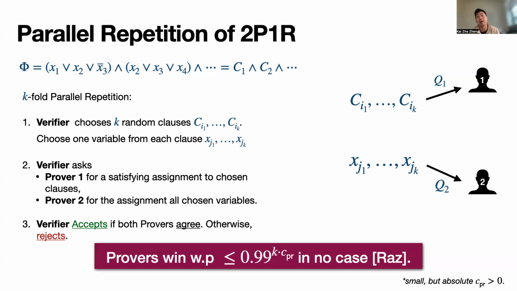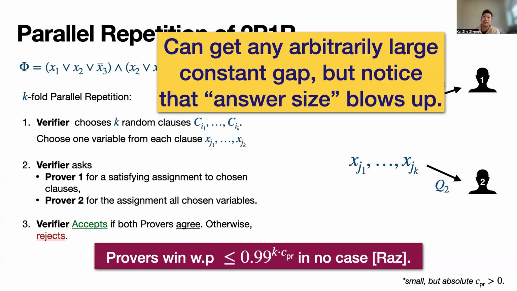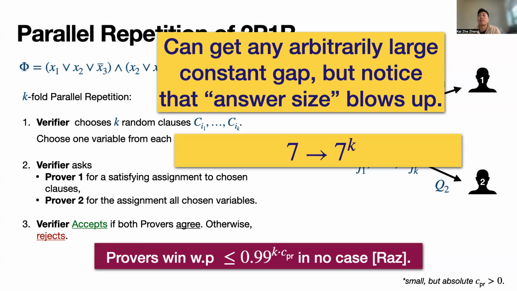But notice that this gap amplification is coming at a cost, and that cost is to the answer size. What I mean by answer size is the number of potential answers that the provers could give. In the original two-prover one-round game, you can check that the answer size was 7, and that's because prover 1 is giving a satisfying assignment to a 3-SAT clause. But once we do this k-fold parallel repetition, that answer size blows up from 7 to 7 to the k.